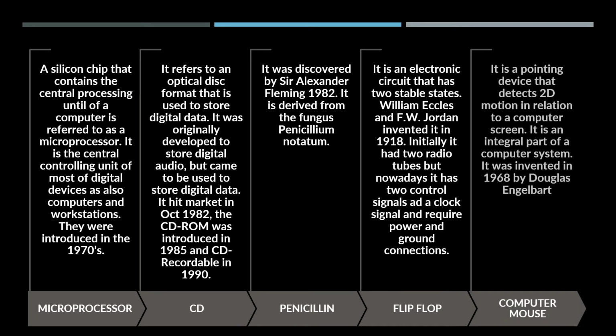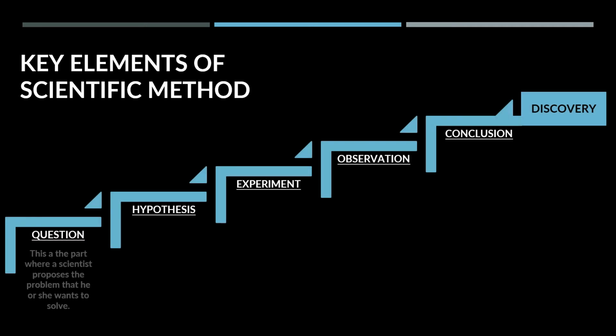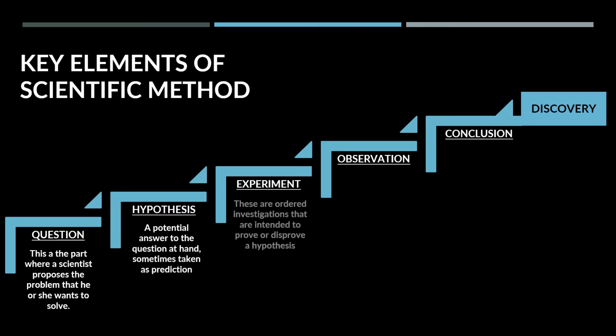Penicillin was discovered by Sir Alexander Fleming in 1982. Flip-flop. It is an electronic circuit that has two stable states. Computer mouse. It is a pointing device that detects the 2D motion in relation to a computer screen. The key elements of scientific method contains question, hypothesis, experiment, observation, and conclusion.